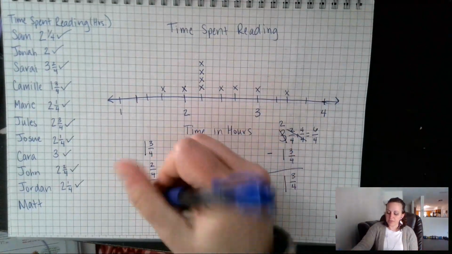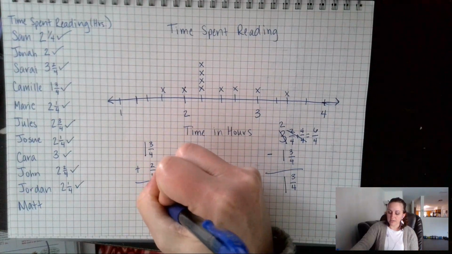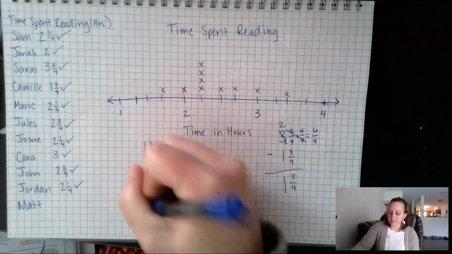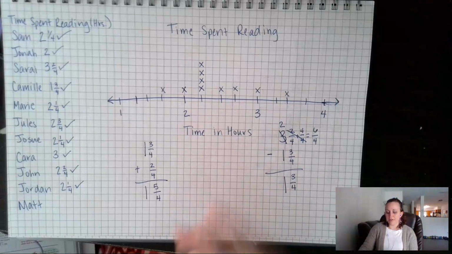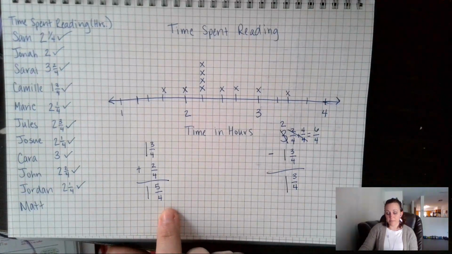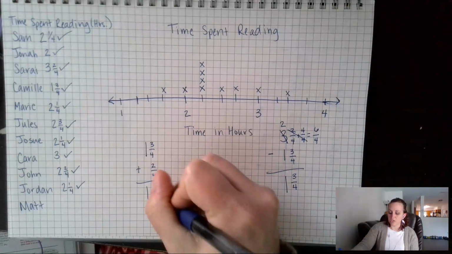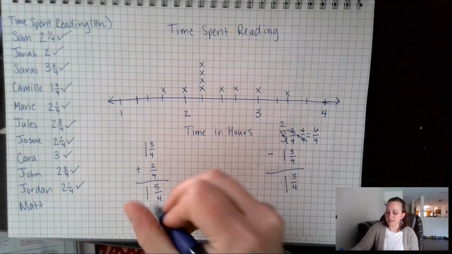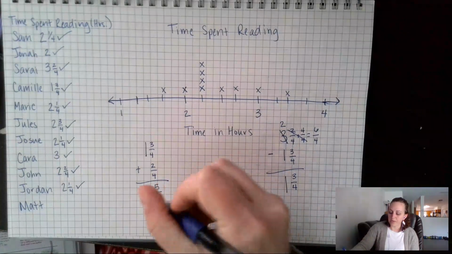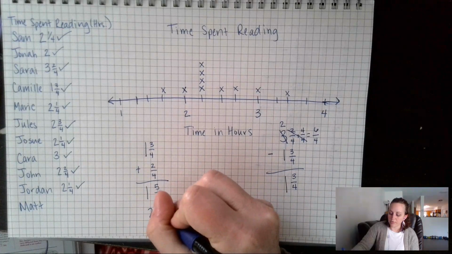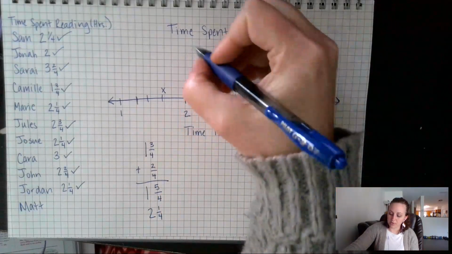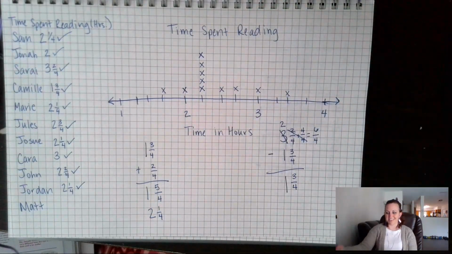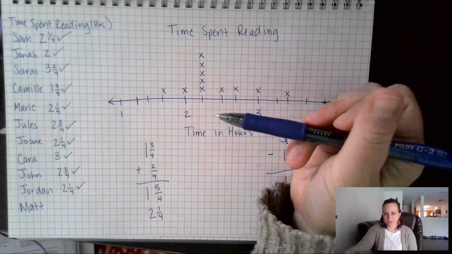3/4 plus 2/4 is 5/4. And then 1 plus nothing is 1. But remember, I can't have a mixed number with an improper fraction, so I have to change 5/4. That's the same as 1 1/4, so this would actually be 2 1/4. So he would go here, with everybody else. Lots of kids spent 2 1/4 hours reading.